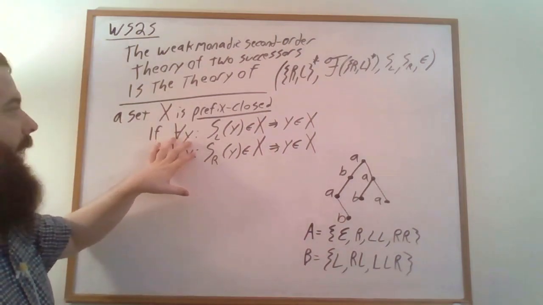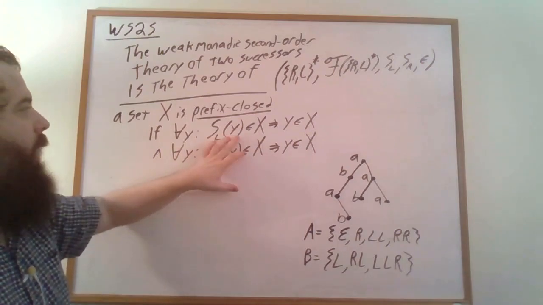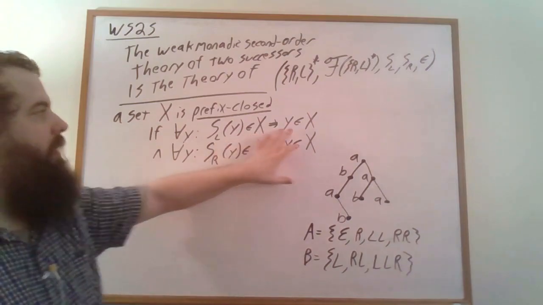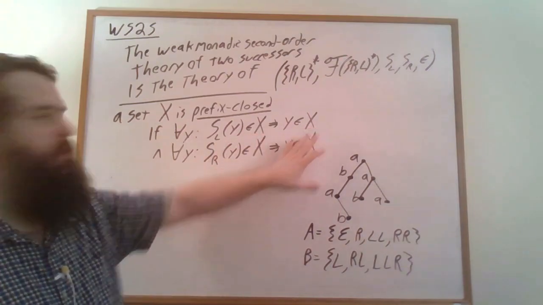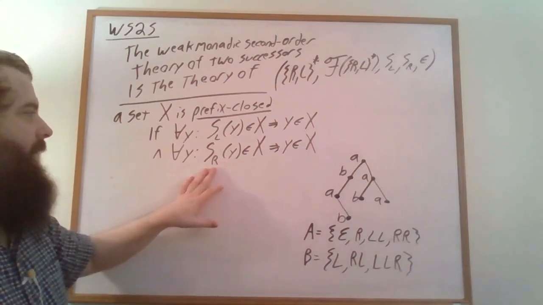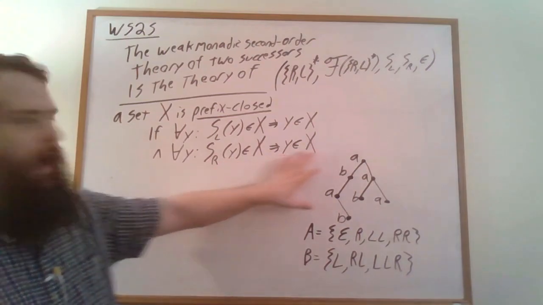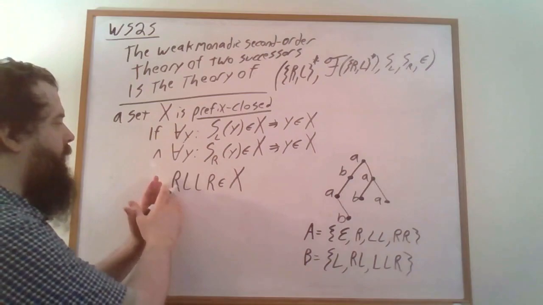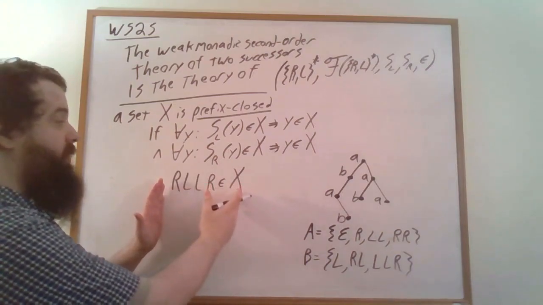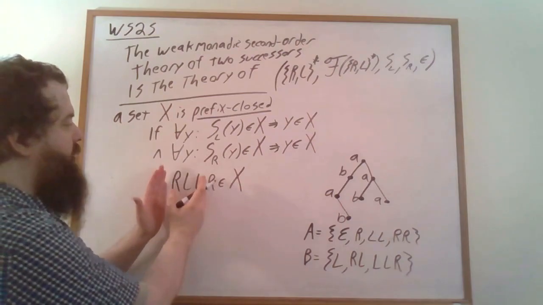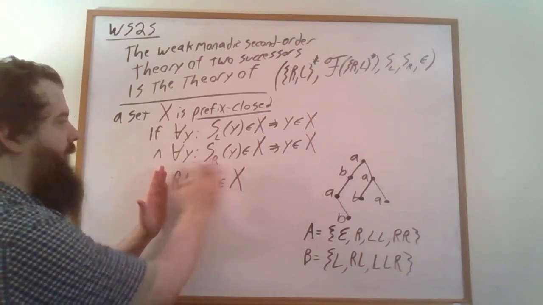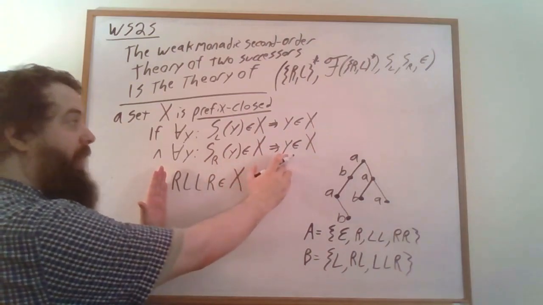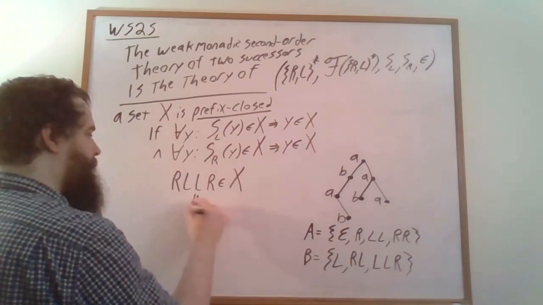For any word y, if the successor left of y is in x, if y with an L on the end is in x, then the word y also has to be in x. And if y with an R tacked onto the end is in x, then y also has to be in x. So suppose that we know that the word RLLR is in our prefix closed set x. Then because the word RLL with an R tacked onto the end is in x, that tells us that RLL by itself also has to be in x.